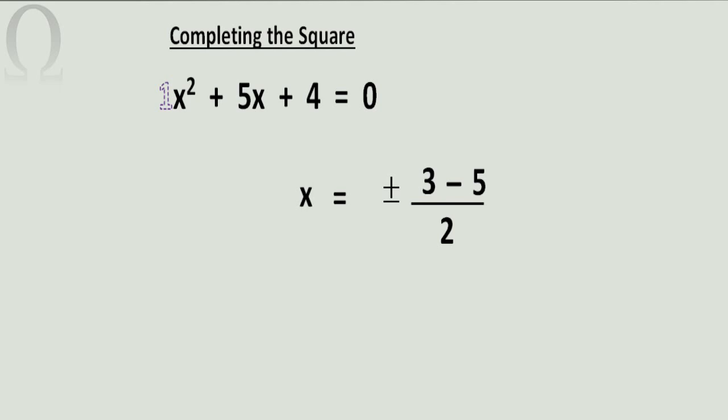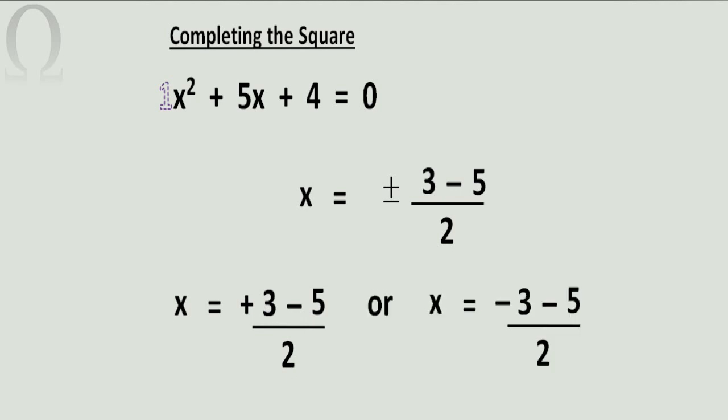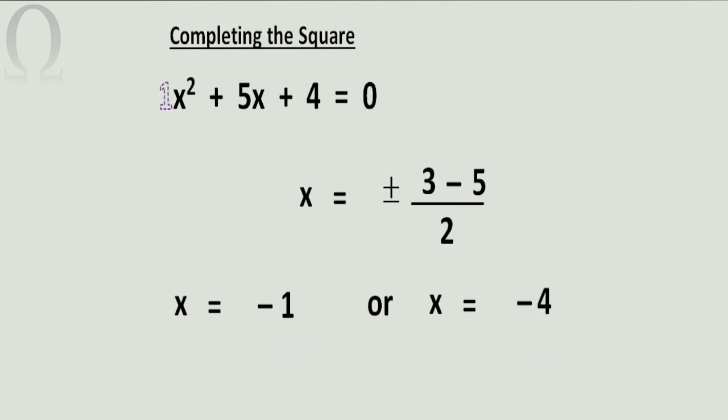The solution to this quadratic is therefore x equals plus 3 minus 5, all over 2, or x equals minus 3 minus 5, all over 2. Therefore, x equals minus 1, or x equals minus 4.